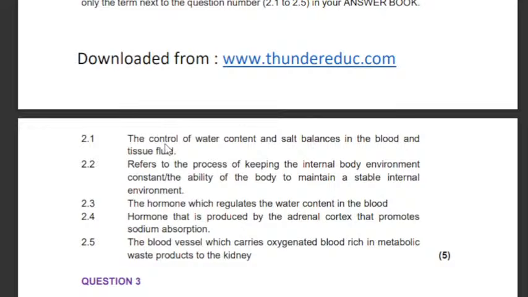Then you have this question. They're saying that the control of water content and salt balance in the body and the fluid, how do you call that?